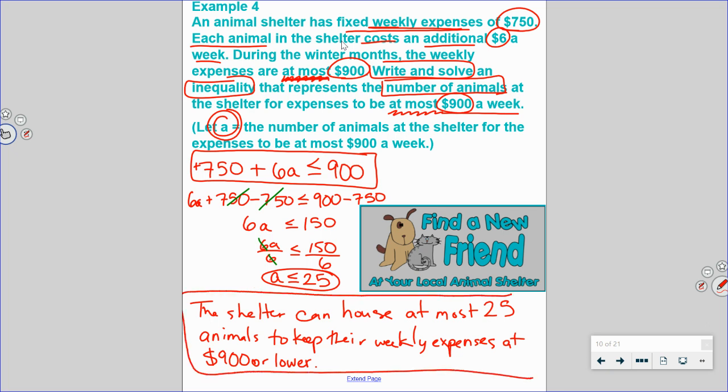So the shelter can house at most, you notice what word phrase I chose to use. You could have said 25 or fewer animals to keep their weekly expenses at $900 or lower.